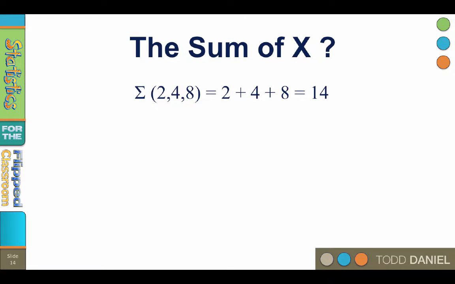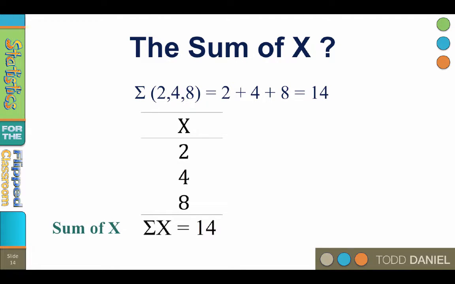Sometimes values will be squared or added before being summed, sometimes afterward. So let me clarify what I mean by the sum of x. Here is a small data set consisting of the numbers 2, 4, and 8. The sum of 2, 4, 8 is 14. Now, of course, saying sum of 2, 4, 8 is quite a mouthful, and as our data set got larger, it would be very difficult to do. So let's make it simpler.